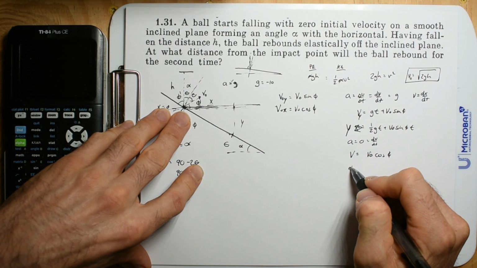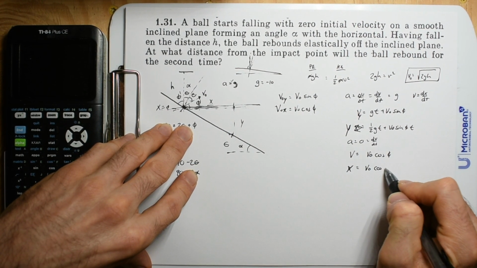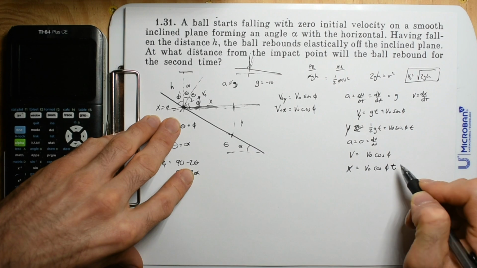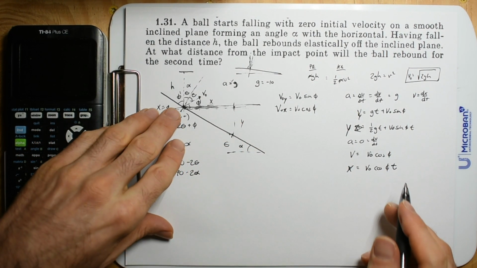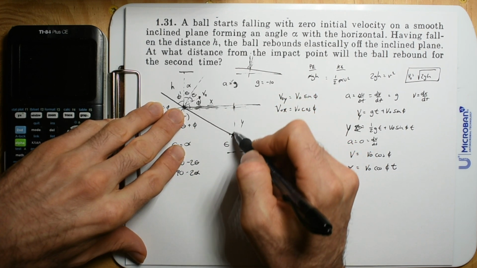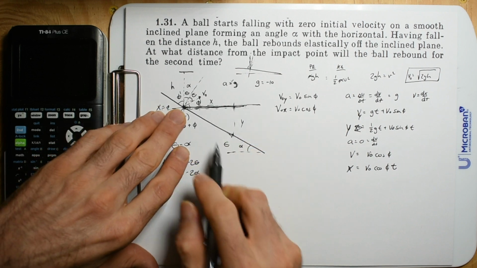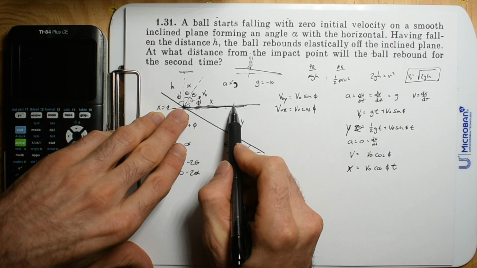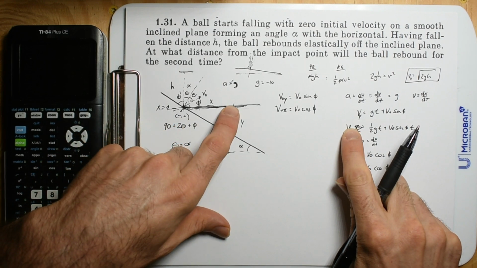Separate variables, and then we can get a position for x. And that's going to be v naught cosine phi of t, and this is the origin, 0x, 0y. But at some point we've got two different things going on here, because we can't just say when y is 0, it's going to impact.